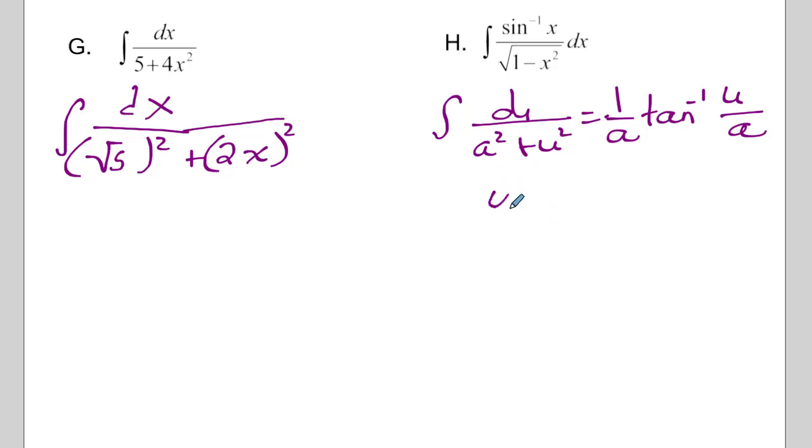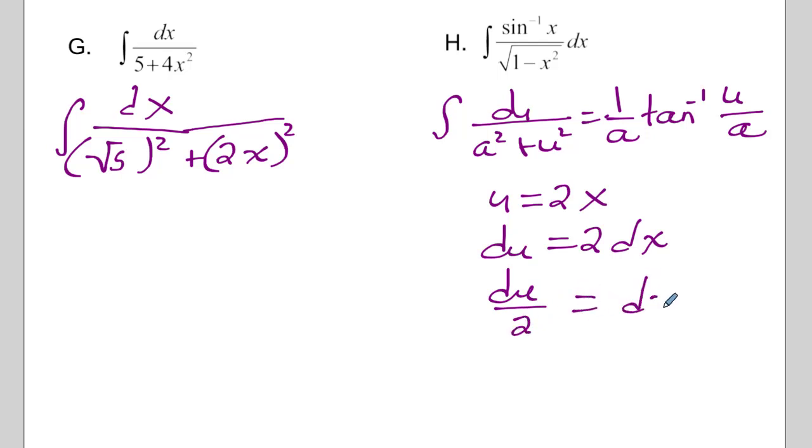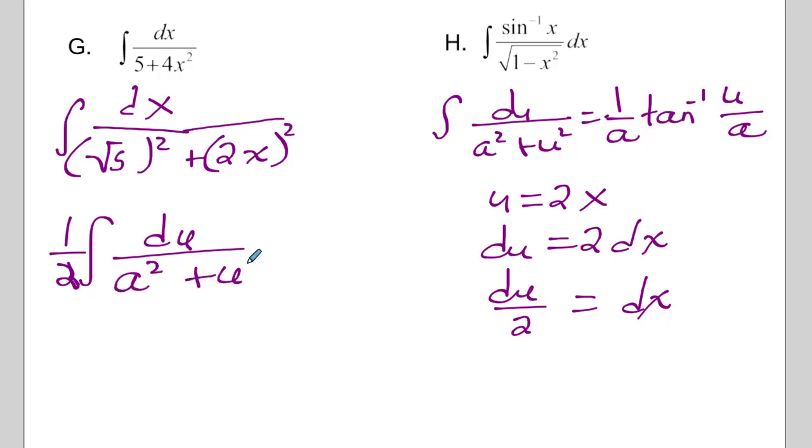So if we say u is equal to 2x, then it follows that du is equal to 2 dx. And so for dx, we're going to substitute in du over 2. All right, so that gives us 1/2 times the integral of du over, we've got an a squared plus u squared.